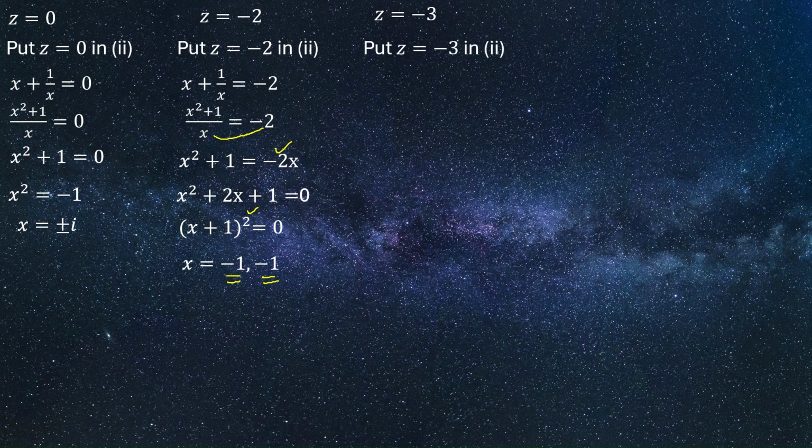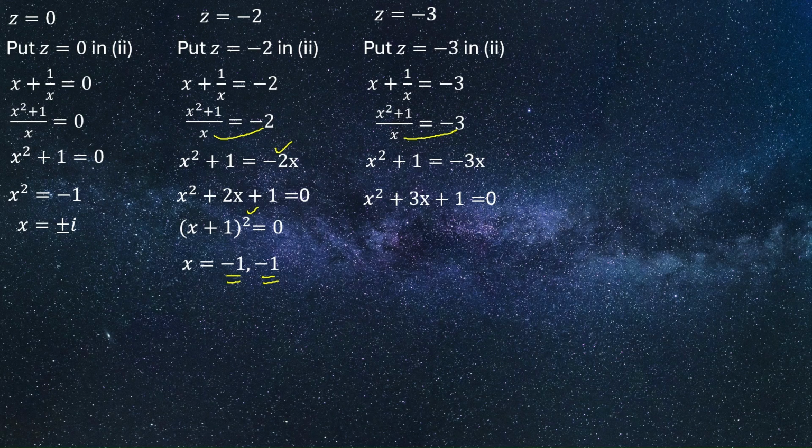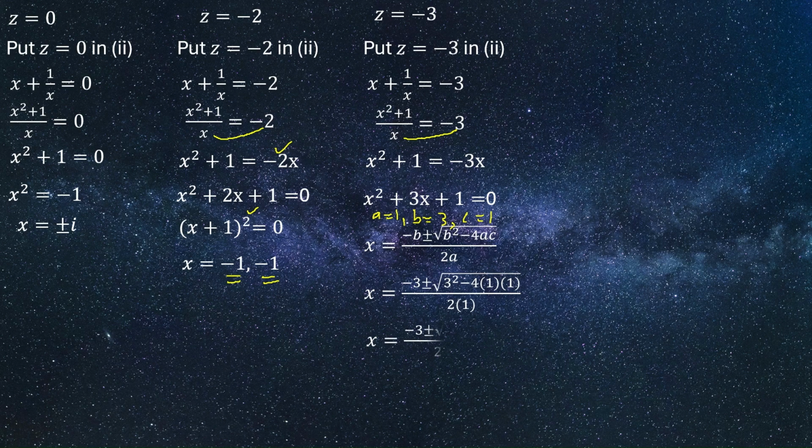Now we put z is equal to minus 3 in equation 2 and write it as x plus 1 over x is equal to minus 3. We take LCM on the left hand side, multiply the term on the right hand side by x and get x square plus 1 is equal to minus 3x, which gives x square plus 3x plus 1 is equal to 0. Now we shall use the quadratic formula. Here a is equal to 1, b is equal to 3, c is equal to 1. We apply the quadratic formula and replace the values of a, b and c. After simplification, we get x is equal to minus 3 plus minus square root of 5 over 2.